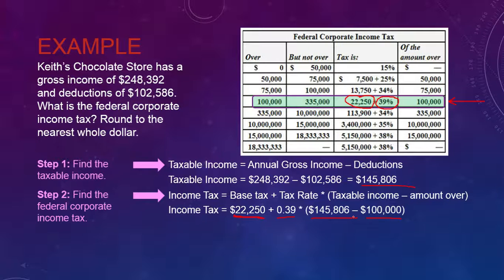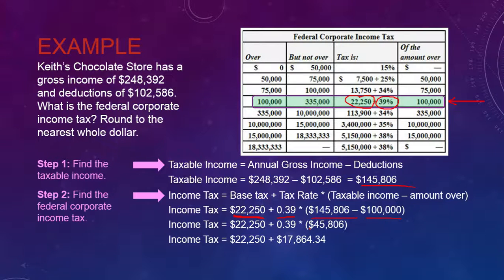Now what I need to do is use order of operations. Do what is inside the parentheses first. What's inside the parentheses is $145,806 minus $100,000. When we calculate that, we get $45,806. So now we need to multiply that by 0.39. When we do that, we get $17,864.34.